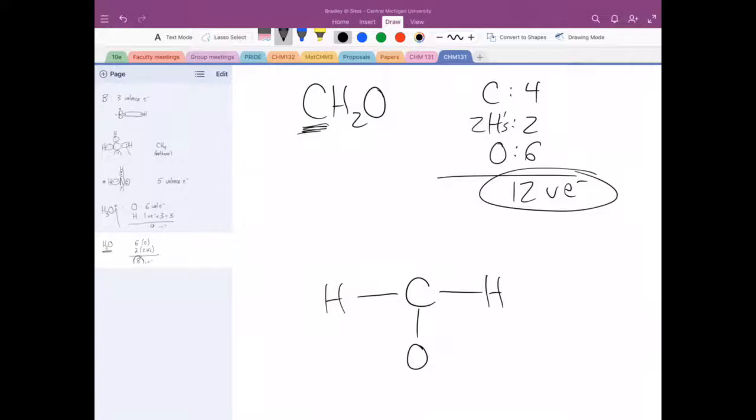So let's build up around the outside. Hydrogen is cool, but let's do around the oxygen. So we've got 6, 7, 8, 9, 10, 11, 12. Okay, so we've now placed 12 valence electrons, but hopefully you can see the carbon has only 2, 3, 4, 5, 6 electrons, so it doesn't have an octet.